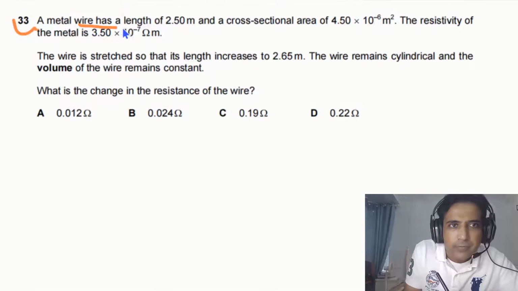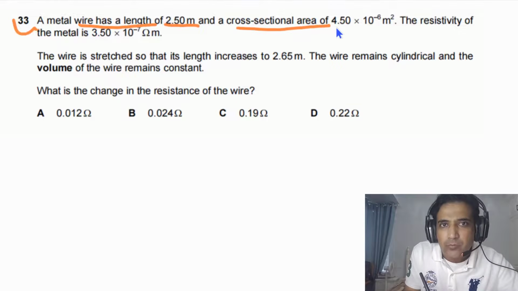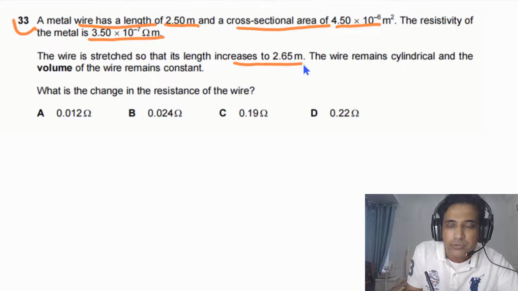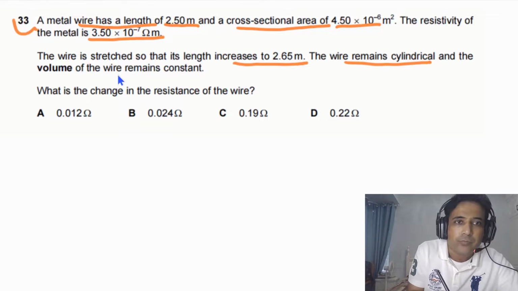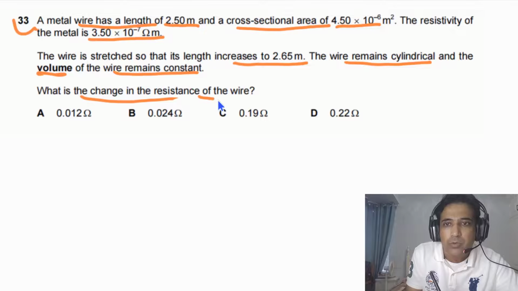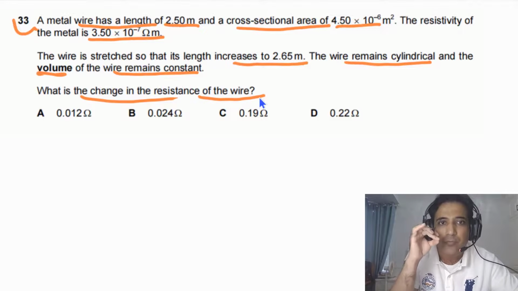Question says a metal wire has a length of 2.50 meters and the cross-sectional area of the wire is 4.50 times 10 to minus 6 meters squared. The resistivity of the metal is given. The wire is stretched so that its length increases to this one. The wire remains cylindrical and the volume of the wire remains constant. Very important, volume remains constant. So what is the change in the resistance of the wire?